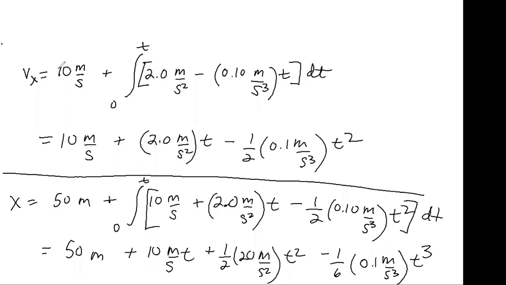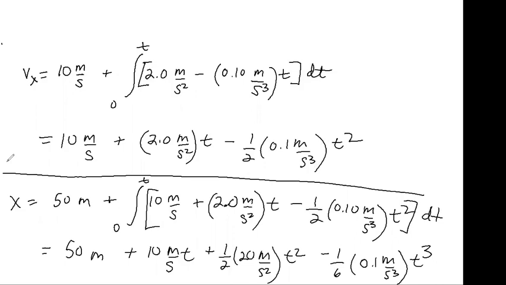In section A, we are asked to find the velocity and position as a function of time. So we know that the integral of that acceleration is going to give us the change in velocity during that time period. So we have from 0 to t. We put our initial velocity here, 10 meters per second, and then we take the integral of our expression for acceleration, and we get an expression for velocity to be 10 meters per second plus 2 meters per second squared times t minus 1/2 times 0.1 meter per second cubed times t squared.